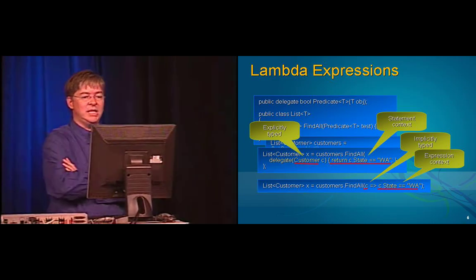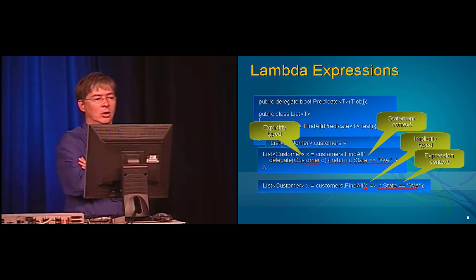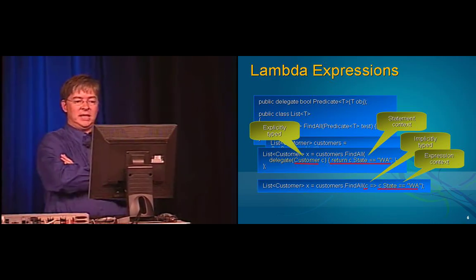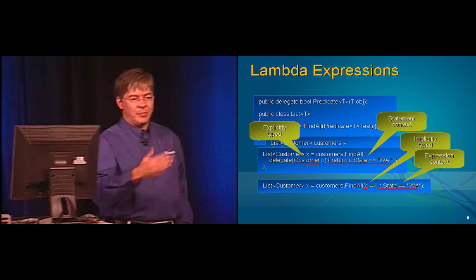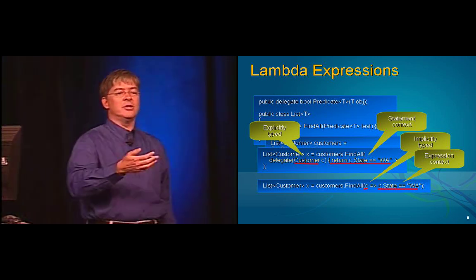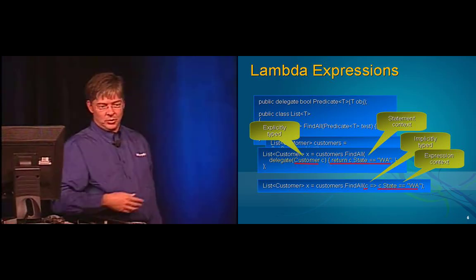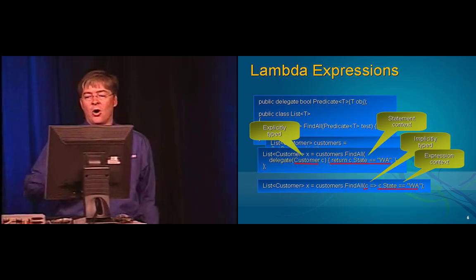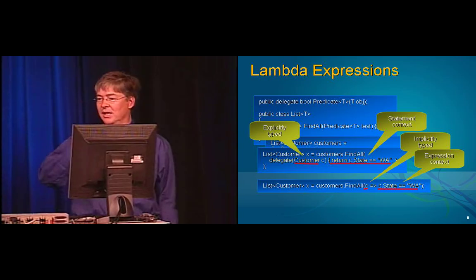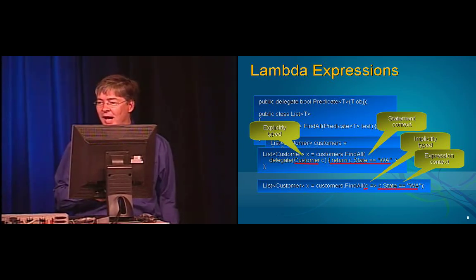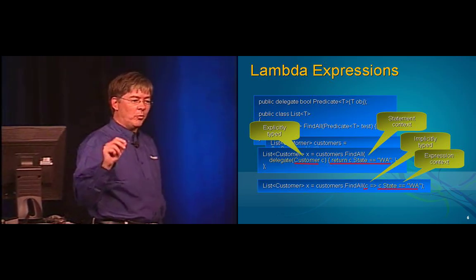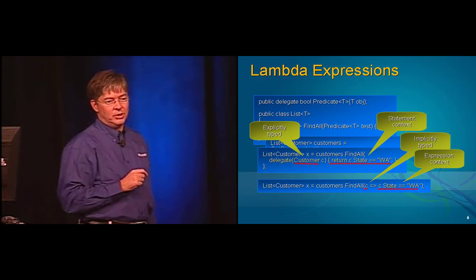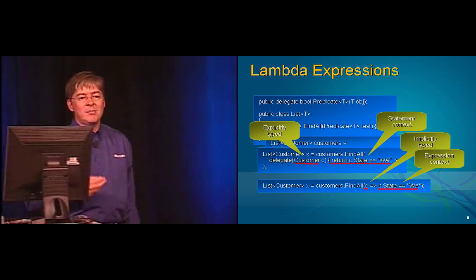And in List of T, we have a method called FindAll that takes a Predicate of T, and Predicate is a delegate with a type parameter T. It is a function that takes a T and returns a bool. And the FindAll method in List of T effectively foreaches itself and creates a list containing all of those items for which the predicate function returns true. And it's a handy method to use.